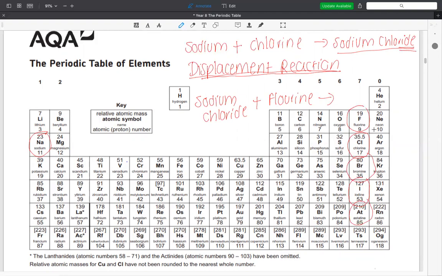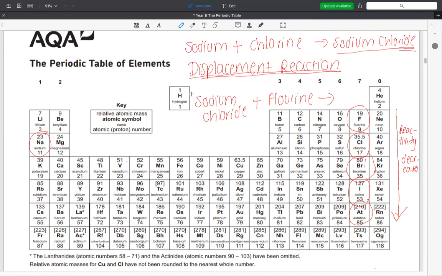So if you remember from the chemical properties, I told you that reactivity will decrease down the group. So reactivity decreases as we go down the group. So fluorine is the most reactive, and chlorine would be next, bromine would be next, iodine would be next, and astatine is the least reactive.